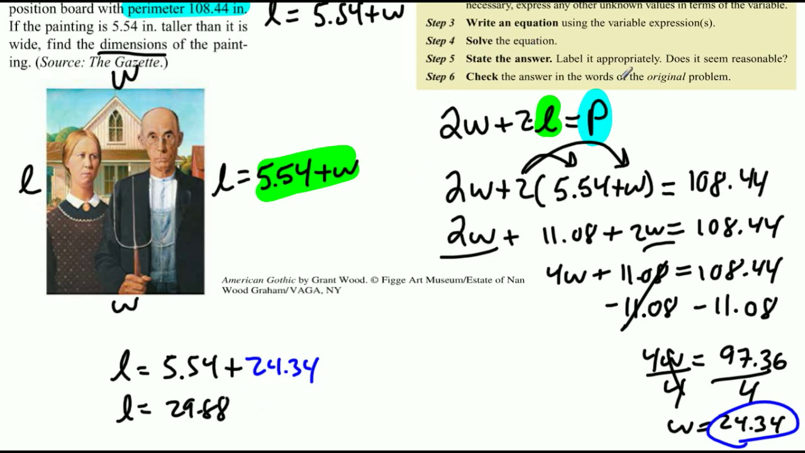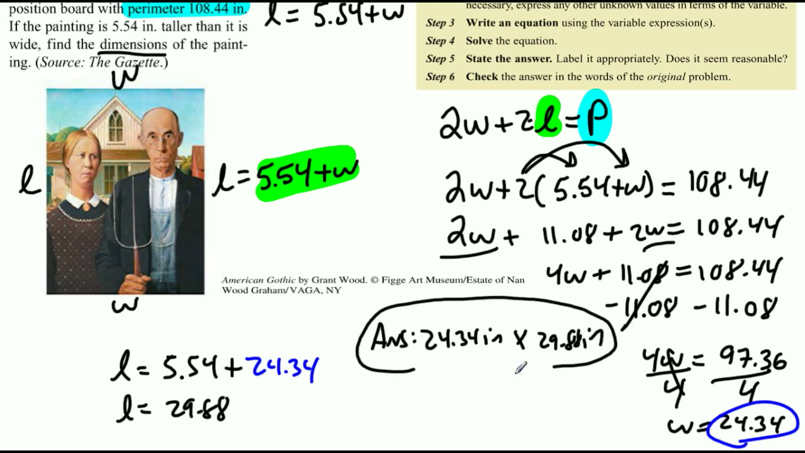So now let's state the answer. Our particular answer then is 24.34 inches by 29.88 inches. And that's usually the way that you're going to state the answer as far as the dimensions of some kind of object. If it's a rectangle, your length and width, or your width and length, you just give your dimensions in inches right there.